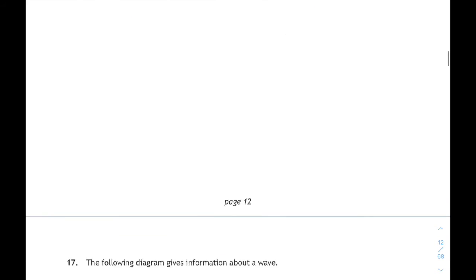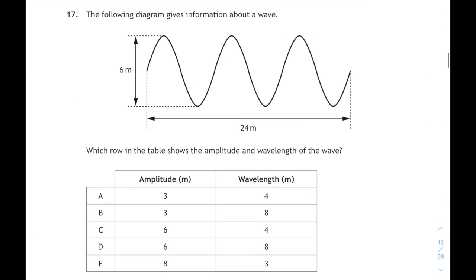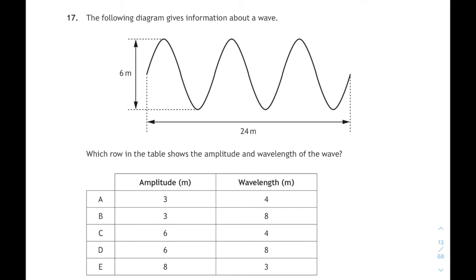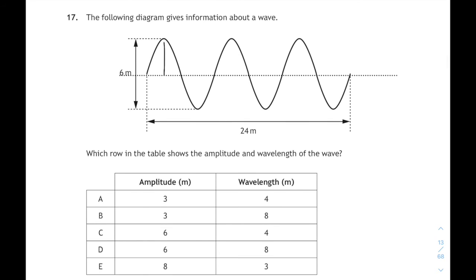Question 17. This is waves. The following diagram gives information about a wave. Which row in the table shows the amplitude and the wavelength of the waves? Well, I'm going to draw a line right through the middle. Remember, amplitude is the height measured from the middle to a peak. So it'll be half of the 6 meters, which is 3 meters. That's the amplitude. So it means we can only be answer A or B.